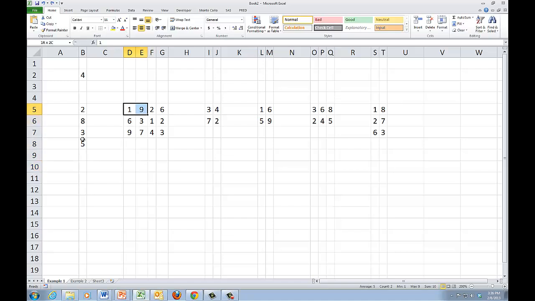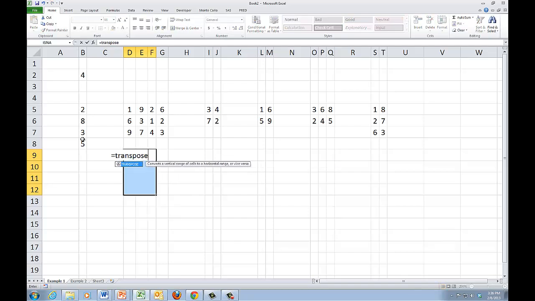We could also transpose this matrix. Right now it's a 3 by 4. That means if we transpose it, it would be 4 by 3. So it's the same process. You can transpose it like this.